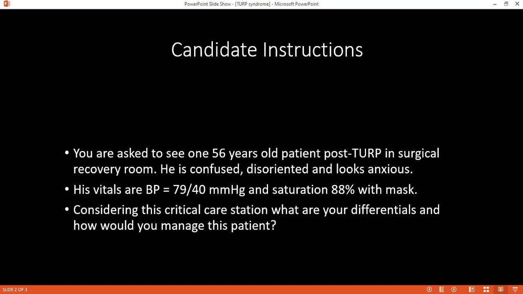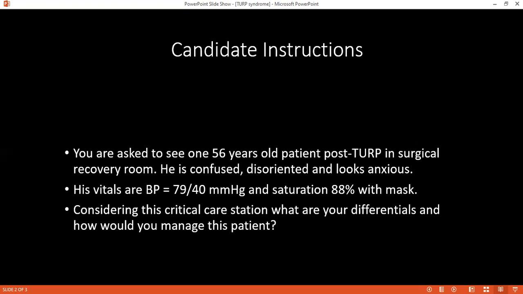What are the organs which can be affected by TURP syndrome? The cardiovascular system is affected in the form of hypertension, congestive heart failure, and pulmonary edema. Also the brain, leading to cerebral edema. Also renal insult may occur, and also a metabolic disturbance in the form of hyponatremia affecting the brain in the form of cerebral edema. This TURP syndrome can be differentiated from what other conditions?